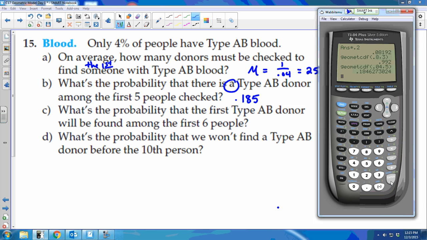C, what's the probability that the first type AB donor will be found among the first 6 people? So same thing, what was the only thing we're going to change? Yeah, the number of trials, X value, 6. And that adds them all up together, so 0.217.